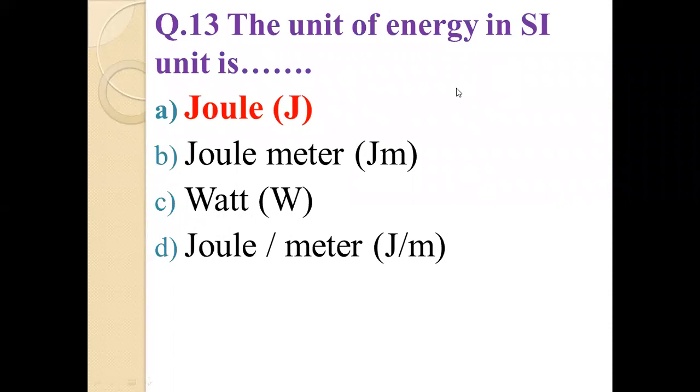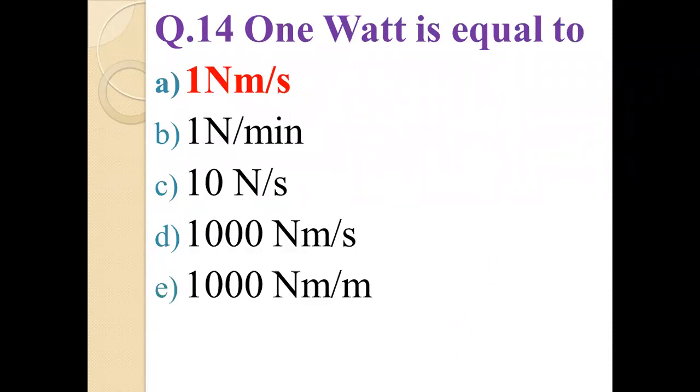It's a very simple question. The unit of energy in SI unit is: option A, joule; joule meter; watt; and joule per meter. The correct answer is what? Student, this is the correct answer: joule. Joule is the SI unit of energy. Now the next question is question number 14, friend.